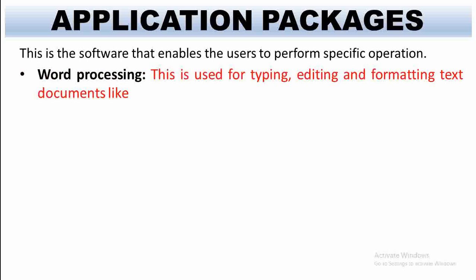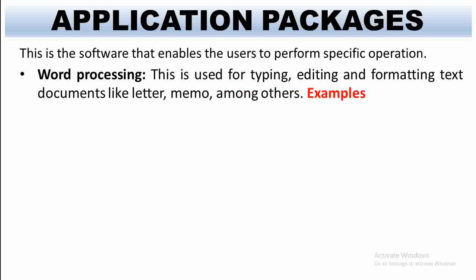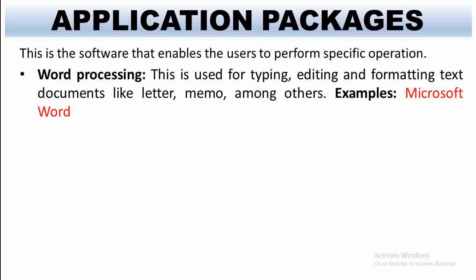This is used for typing, editing, and formatting text documents like letters, memos, among others. You want to type a letter, you want to type a memorandum, the kind of software that you need is word processing. A good example of word processing is Microsoft Word. So if they ask you what type of application Microsoft Word is, it is a word processing application.